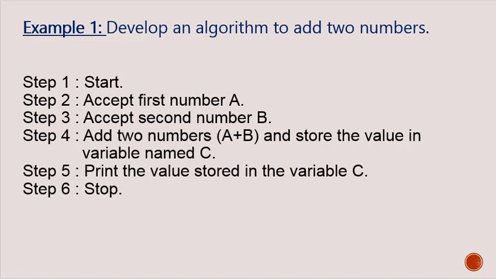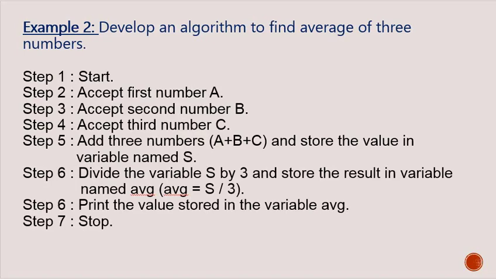Our next example: here we have to develop an algorithm to find the average of three numbers. According to the logic, again it's a sequential construct. So first we will accept three numbers from the user. Then to find the average, first we will add these three numbers. Then we will divide the result of the addition by 3 to get the average, and finally we'll print the average value.